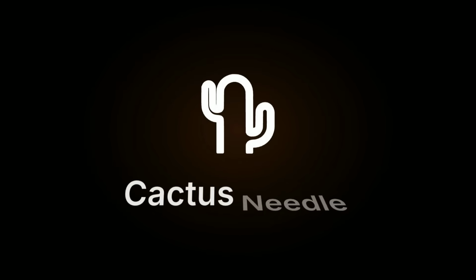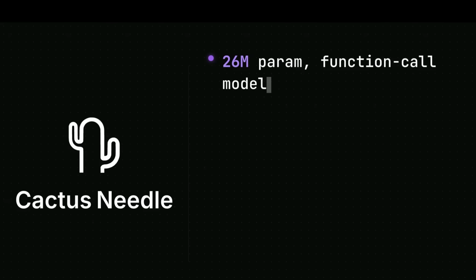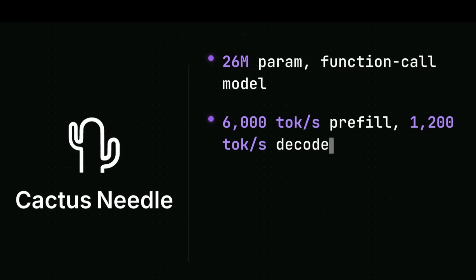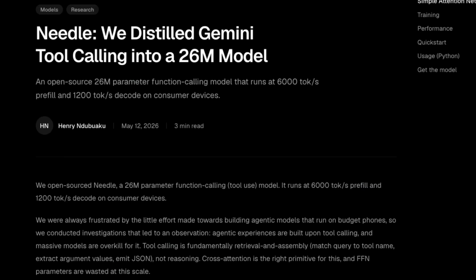In this video, I'm going to talk about Cactus Needle. So Needle is an open source 26 million parameter function call model. They claim that it can run up to sort of 6,000 tokens a second for pre-fill, 1,200 tokens per second decode on consumer devices. It's distilled from Gemini 3.1, specifically from 3.1 Flash Lite. And my guess is that if this had been created by a Chinese model, people would be freaking out about the distilling, but it's created by one of the YC startups called Cactus, so that makes it perfectly fine.